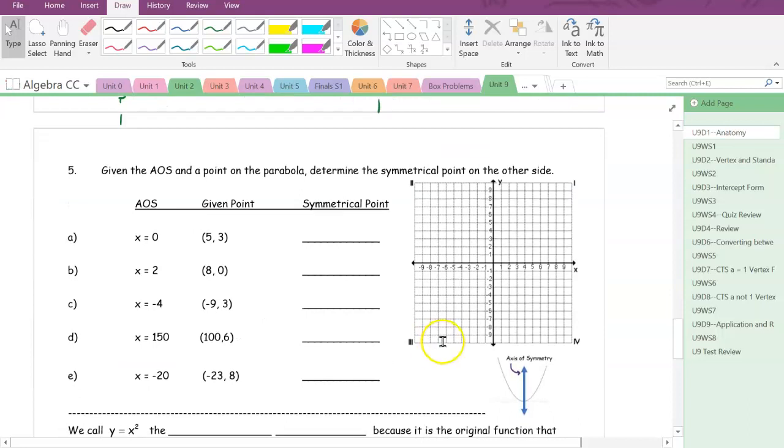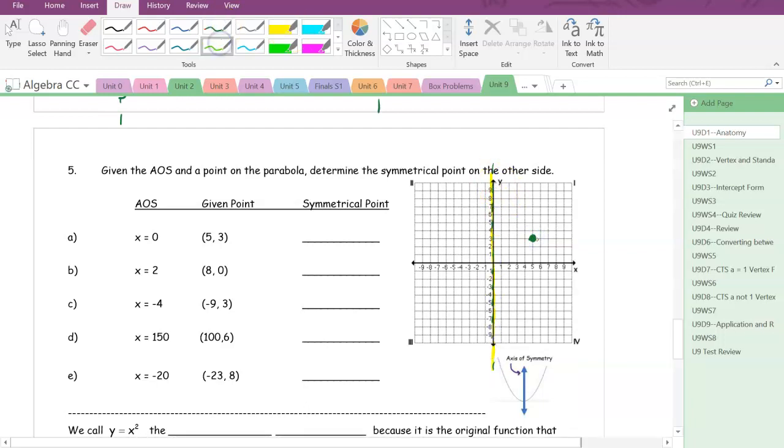All right, let's try some extension problems to this. So we have this grid off to the side that you can use if you want to get some help. So we have an axis of symmetry at x equals 0. That's this guy right here. And you have a point at 5, 3. So what we're looking for is where the symmetrical point would be on the other side.